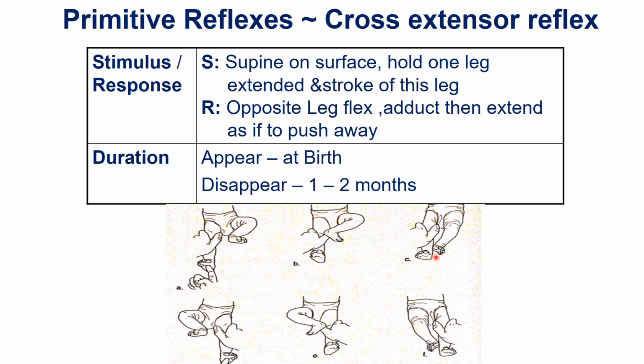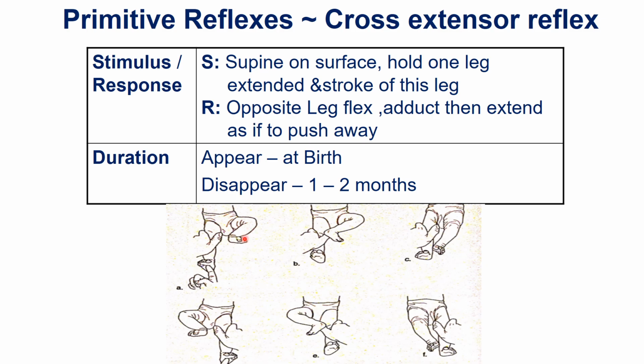Another reflex is the cross extensor reflex. Here the stimulus is to put the baby in a supine position on the surface of the bed, and hold one leg extended like this, the one you see in the picture, and stroke the leg on the feet or on the leg.